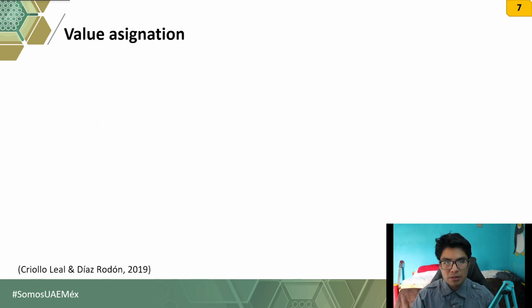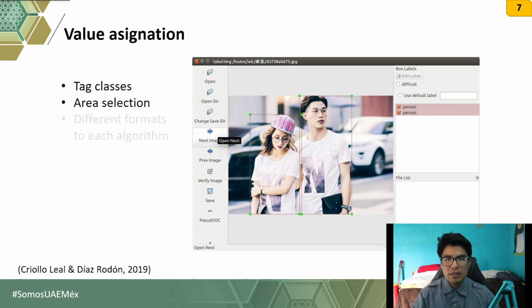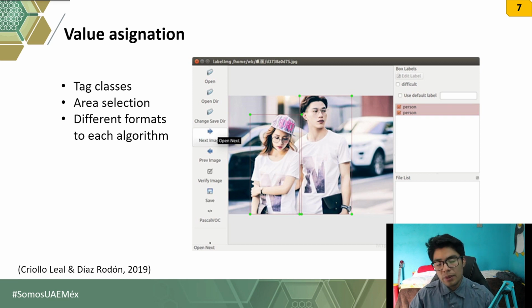In the value assignation for these algorithms, we could tag these classes, make the area selection, and give the different formats through a GUI, and we can develop it in different languages. Among them is Python, and we can use the PyQt libraries to make that GUI. But we have this tool that is so useful for tagging all the classes and pictures. It's called LabelImg.